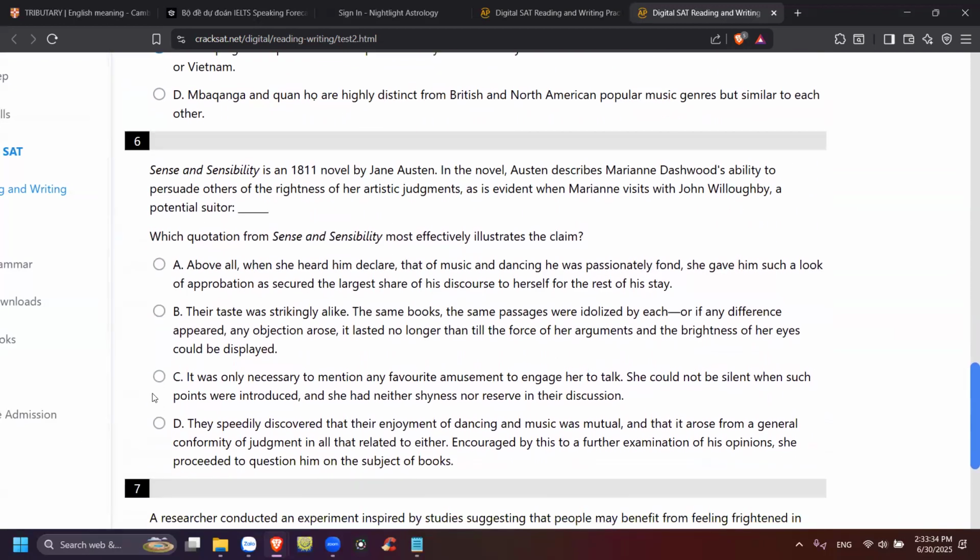Okay. Six, Sense and Sensibility. Sugar claim. Persuade others. Persuade others of the price.